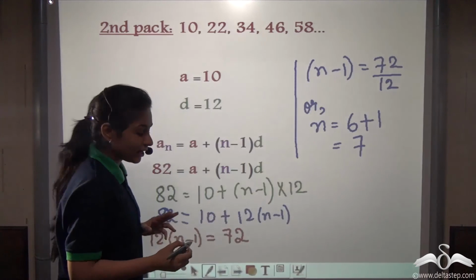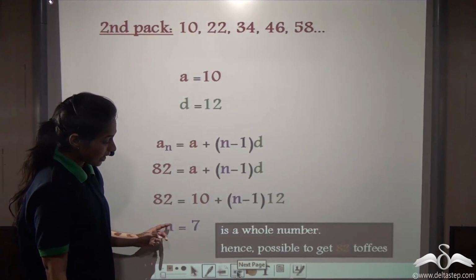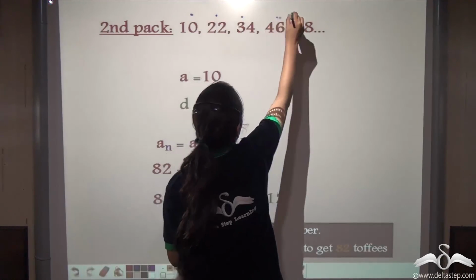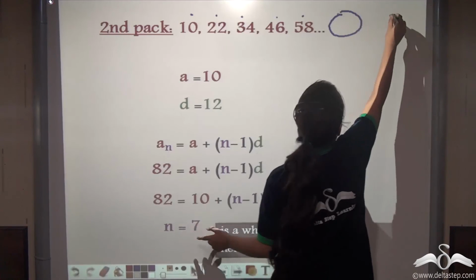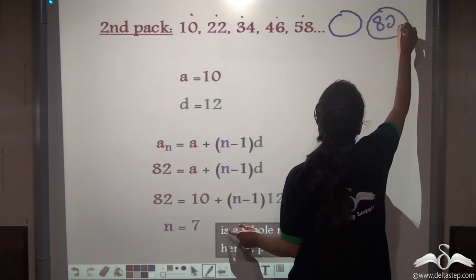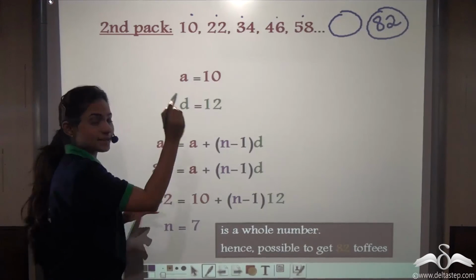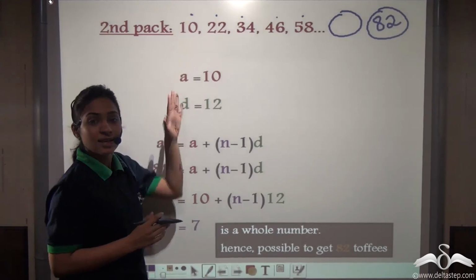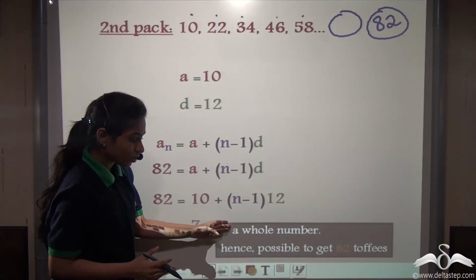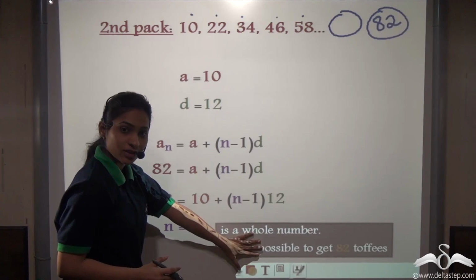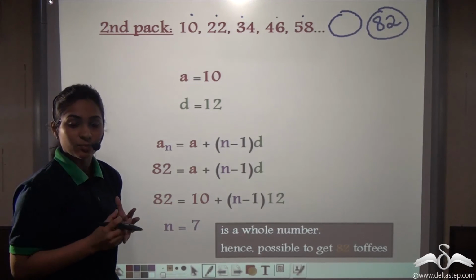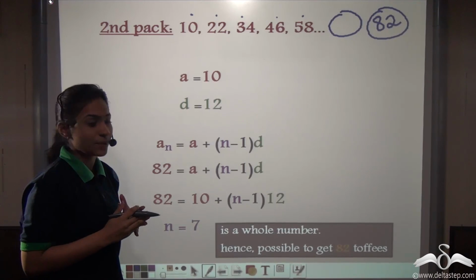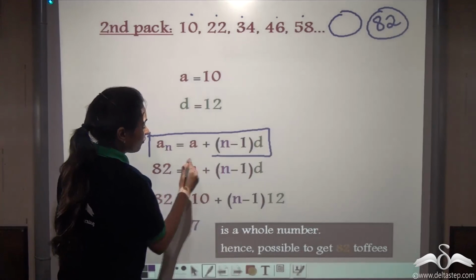So the value for n here is positive. That means n is a whole number. So we get the 7th position. So 1, 2, 3, 4, 5, 6, one number each here, and the 7th position would be 82. So that means 82 lies in this AP series. So the children are satisfied that they would get 82 toffees in the pattern of the second pack. You can see 7 is a whole number, so it is possible to get 82 toffees. So this is how you check whether any number falls in the AP series or not. And you can also find the position of that number in the AP series by using the formula for the nth term.